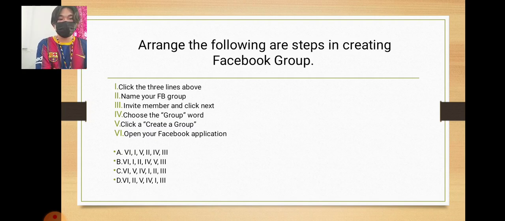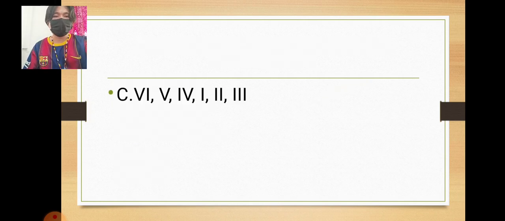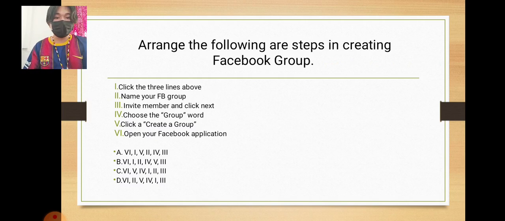arrange the following steps in creating a Facebook group. So I guess you already have an activity regarding how to create your Facebook group as an online platform for learning. So the correct order for this one is letter C. Of course, you need to start by opening your Facebook application, and you are going to end with number 3, which is you will invite members and click next.